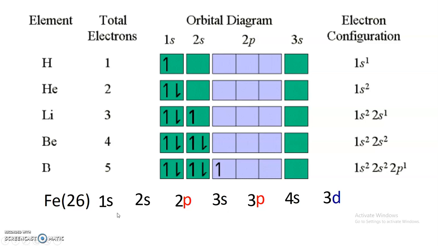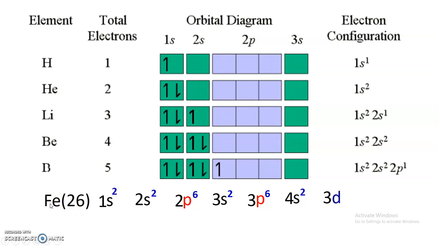Now the capacity of the 1s orbital is 2. So 1s2, the capacity of the 2s orbital is also 2. There are 3 p orbitals and the capacity of 1 orbital is 2. So 2 times 3 is 6. So 2p6. Then 3s2, again the capacity of p orbital is 6. So 3p6. Then again 4s2. So the capacity of s orbital is 2. So up to 4s, how many electrons are there? 2 plus 2 is 4, plus 6 is 10, plus 2 is 12, plus 6 is 18, plus 2 is 20. So 20 electrons are filled.